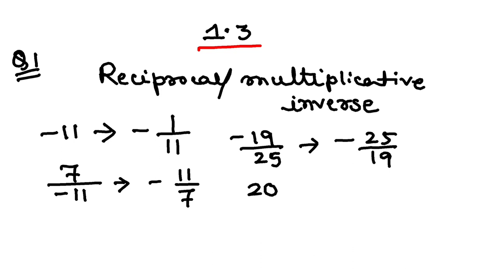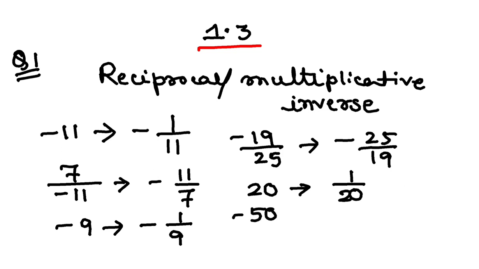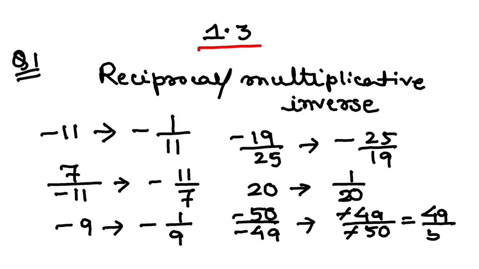Next is very easy, 20. Reciprocal of 20 is 1 by 20. Then we have minus 9. Reciprocal of minus 9 is minus 1 by 9. And last is minus 50 by minus 49. Now this is interesting. Its reciprocal will be minus 49 by minus 50, or I can simplify this one and write as 49 by 50. Okay, so this was question number 1. You have to find a reciprocal or the multiplicative inverse.